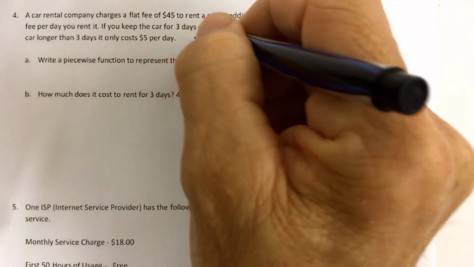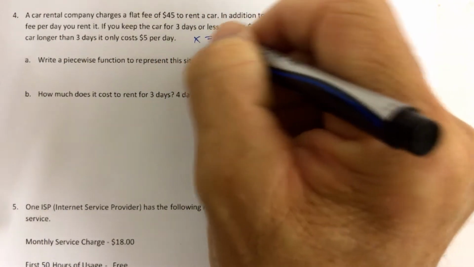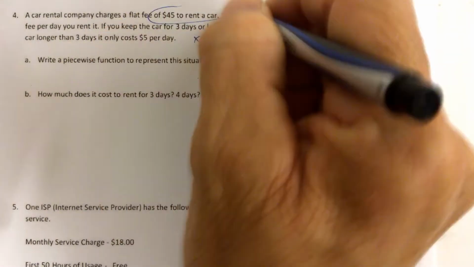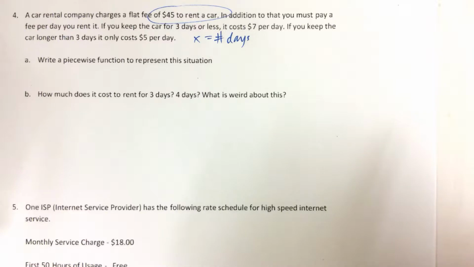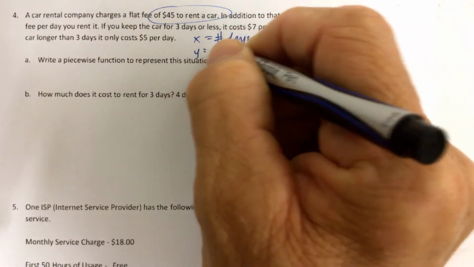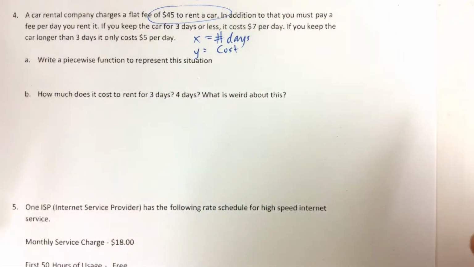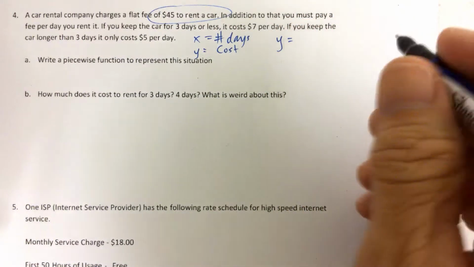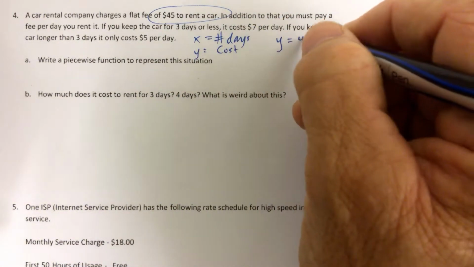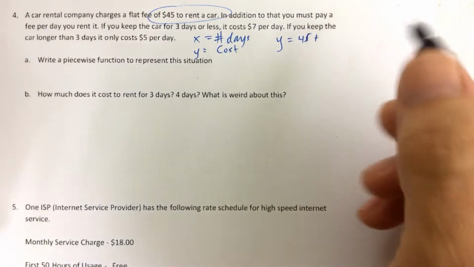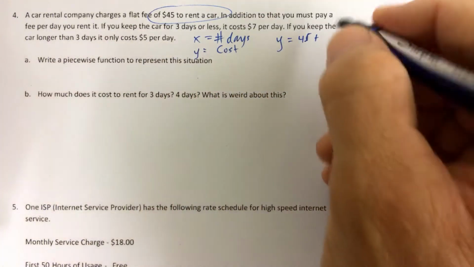For problem 4, we're just going to let x equal the number of days. So we're renting a car. It automatically costs a $45 flat fee to rent a car, plus you have to pay a per day fee to rent it. And so y would be the cost, or how much we have to pay for renting the car. Initially, the first piece, we see that we're automatically going to be paying $45 before we walk out the door, and then it's $7 per day.